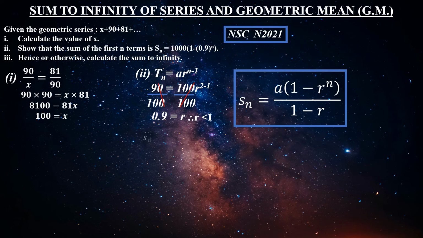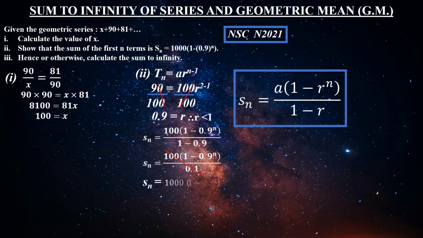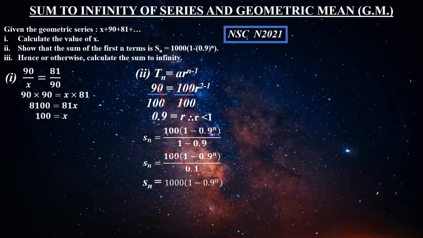Okay, so right here a is 100, times 1 minus 0.9 to the power n, divided by 1 minus 0.9. 1 minus 0.9 is going to give us 0.1. And if you say 100 divided by 0.1, you're going to get 1000 times (1 minus 0.9 to the power n), and that will be the final answer. And then, or otherwise, calculate the sum to infinity. Now we're going to part C. The sum to infinity, you know it. It's just a over 1 minus r.